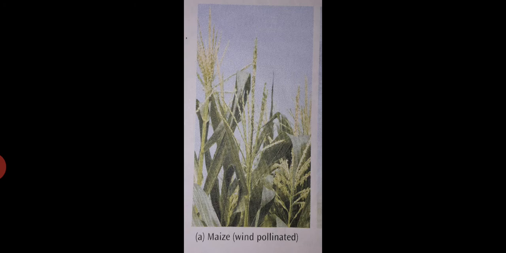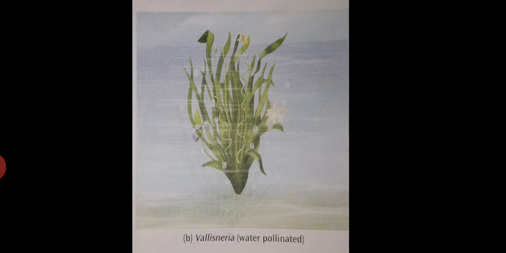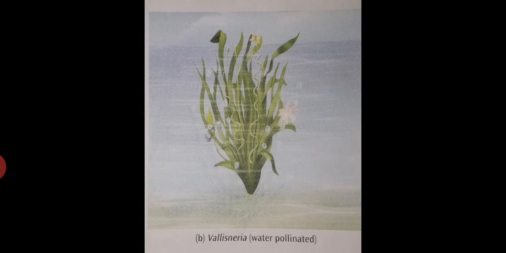Next is pollination by water. Aquatic plants use water as a means for pollination. These plants have small, non-showy flowers and light pollen which can easily float on water. The pollen grains are also covered with a protective waxy layer which prevents them from getting damaged by water. In this picture you can see an example of pollination by water.